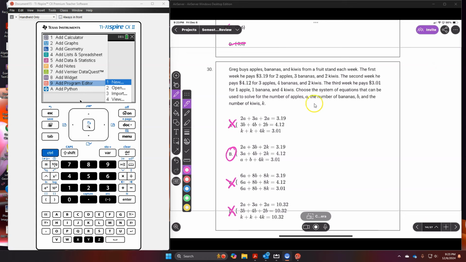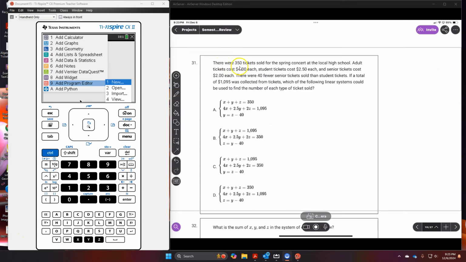So let's continue. It says 2 apples, 3 bananas, and 2 kiwis. The second week he pays $4.12. So it's 3 apples, 4 bananas, and 2 kiwis. And then the third week he pays $3.01, which is an apple, a banana, and 4 kiwis. So your answer is B.